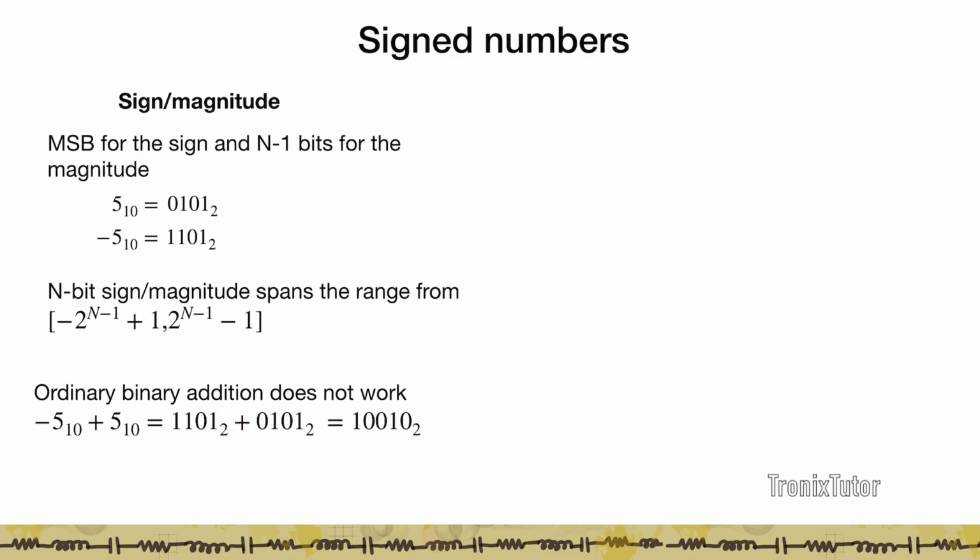Now the problem with the sign magnitude convention is that binary addition does not work in it. That's because we have arbitrarily chosen the MSB to be the sign bit. For example, if I do a very simple addition of minus 5 and plus 5, I should get the answer 0. Instead, I end up getting some garbled chunk. That's because this does not lend itself to binary addition.